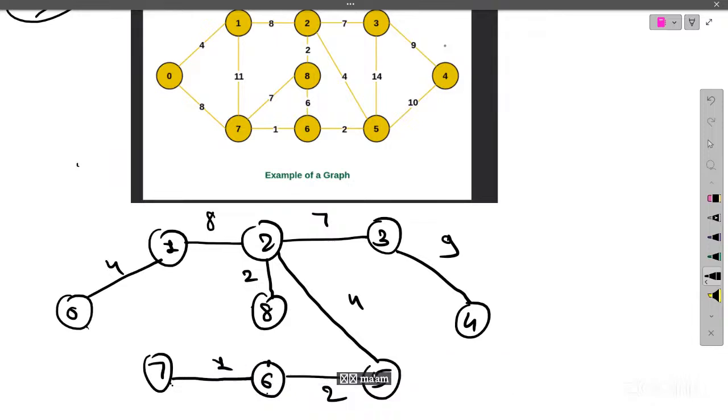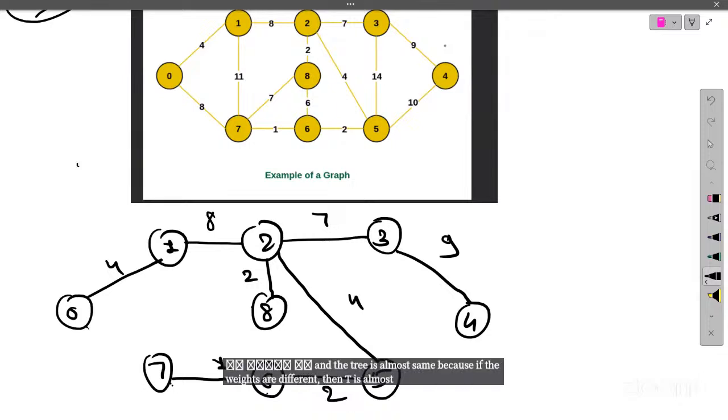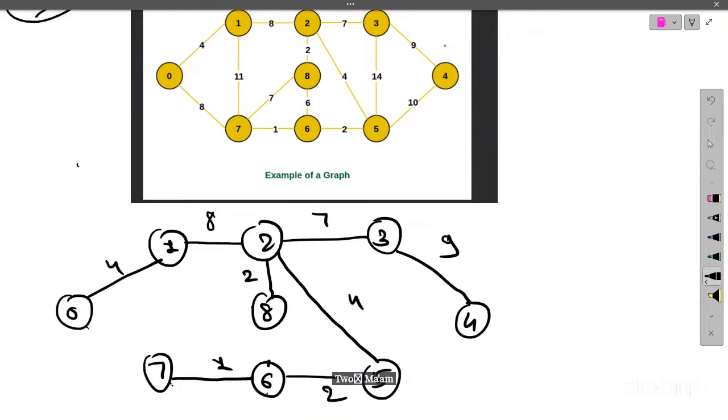Ma'am, actually it should be same, right, almost, because we are going for minimum cost, right? Yeah, cost is same. And the tree is almost same because if weights are different, then the tree is almost same. But if the weights are same, then we have choices in Prim's. Their motive is same, so the figure is same. Right. Ma'am, in Kruskal's algorithm, what is the issue with making a cycle? Okay, you go ahead first.